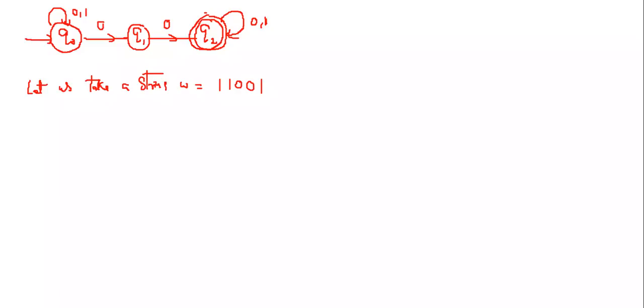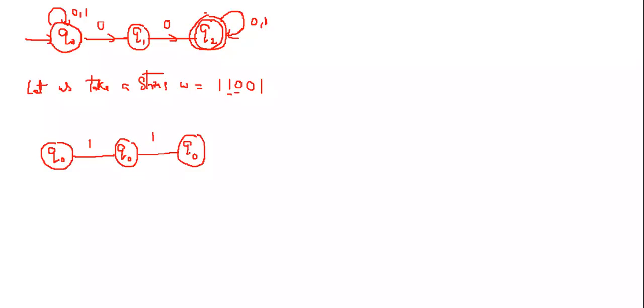First of all, you have to derive all the paths. Suppose initially you are on state Q0. On taking 1, where are you going? On taking 1, you are going to Q0 only. Again, after taking the next 1, you are going to Q0 only. There is no alternative.